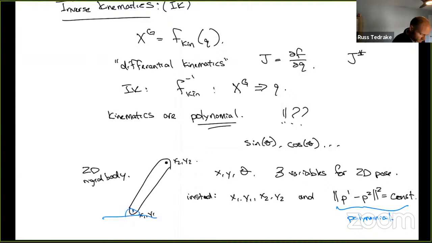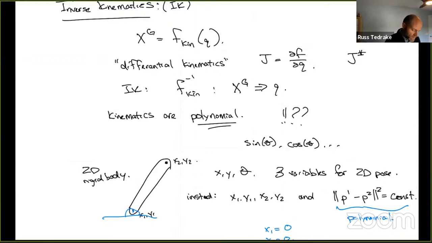And then if I add a joint, for instance, let's say I can stick it in blue here. Let's say I say that x1 and x2 are actually a pin joint. Then what is that? That's just a few more constraints, saying that x1, let's say, equals zero, y1 equals zero. I've got a few more polynomial equations.